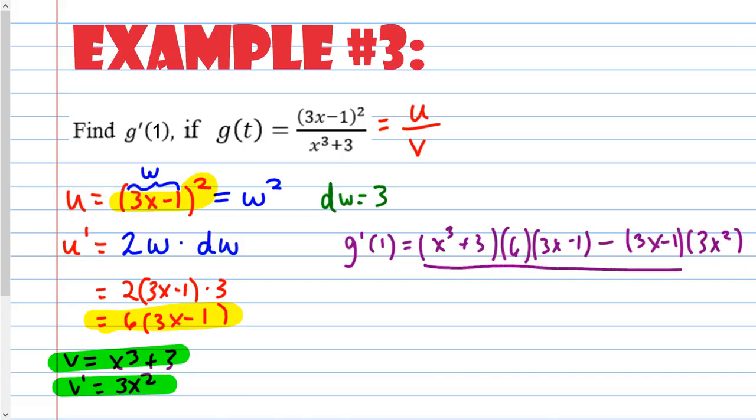Now divide by V squared. See, V is x cubed plus 3 squared. I do apologize for my poor handwriting. I'm doing this on a tablet. So, okay, so I have my entire derivative.